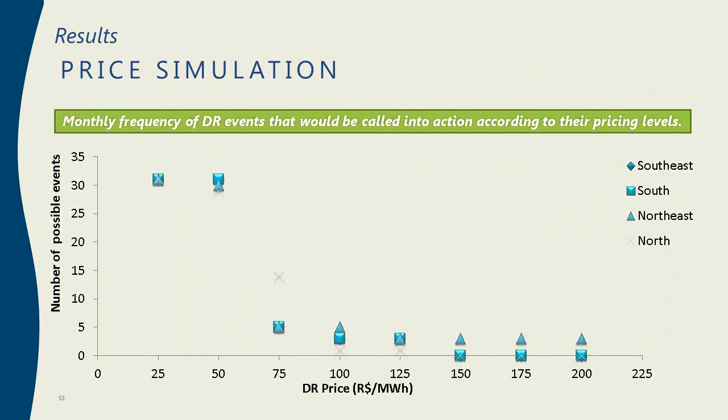Analyzing the peaks of the graph in the previous figure and following the assumptions adopted, the amount of DR events that would be triggered is estimated as a function of the price charged by the consumer to make their load more flexible. This figure lists the DR pricing and the number of events that would be called into action according to their pricing levels. Applying the results obtained in the hotel sector, the individual gains are not significant to the point of justifying participation in DR events.